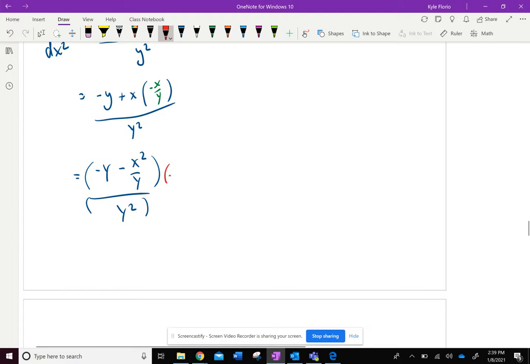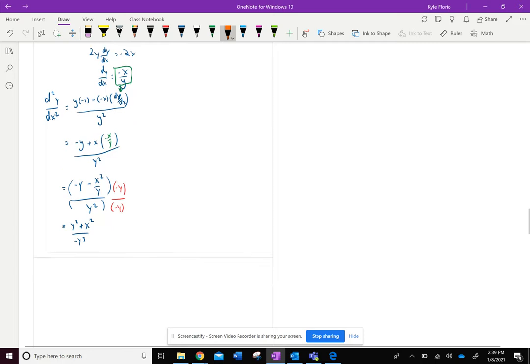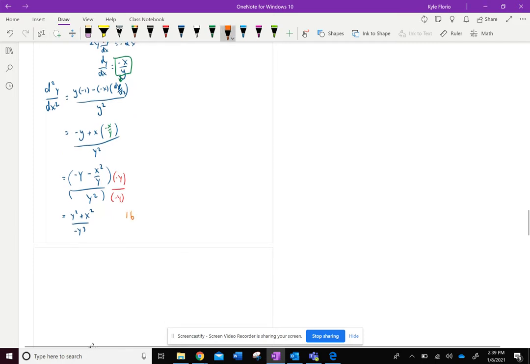So what I'm going to do here is multiply the top and bottom by negative y. Right? That's legal as long as I do it to the top and bottom. And then I just recognize that what that's going to do is when we distribute it, negative y times negative y is a positive y squared. Negative y times negative x squared over y, the double negative is going to make that a plus. Now when I multiply, the y's are actually going to eliminate each other, and I'm going to get my x squared. On the bottom, I have y squared times negative y, which is negative y cubed. And now I can replace x squared plus y squared with 16. So this is really just 16 over y cubed.